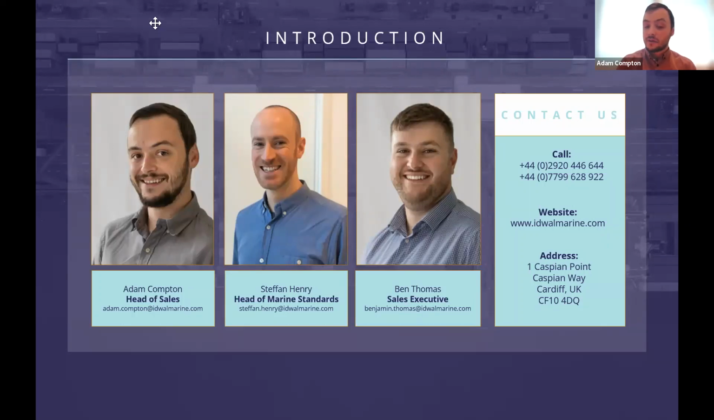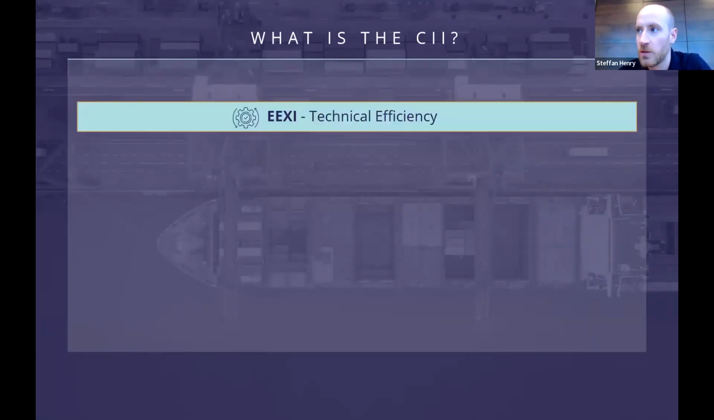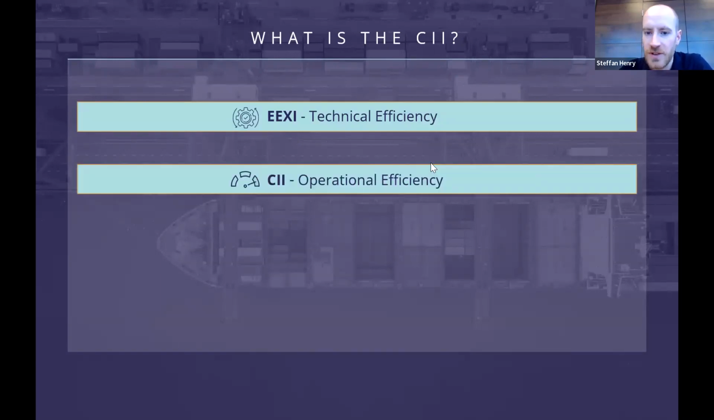Now, I'd like to hand over to Stefan, who'll be answering the major question of the day, what is CII? Thanks, Adam. As you mentioned, today we're looking at the Carbon Intensity Indicator score, or the CII score. In our last webinar, we learned that the EEXI is a measure of the energy efficiency of the technology and design of a vessel. But the CII is a measure of the vessel's operational efficiency, or how efficiently it's being operated based on the actual amount of fuel consumed in a year.